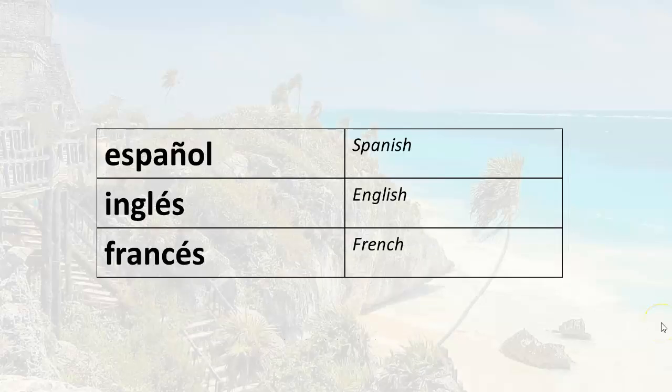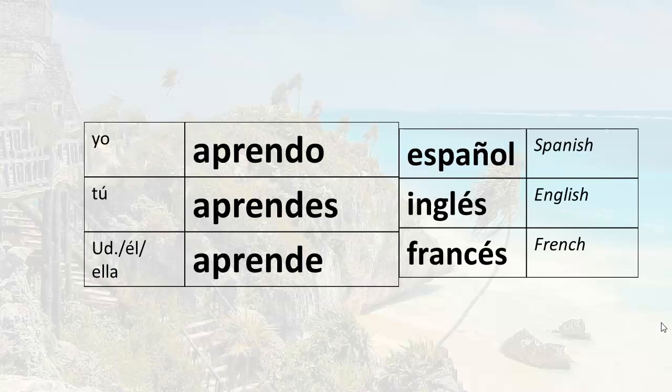We use aprender with nouns to say what we are learning. So in this case, we have three languages here: Español, Spanish; Inglés, English; Francés, French. So let's look at some examples. Let's put those words together with the verb aprender.